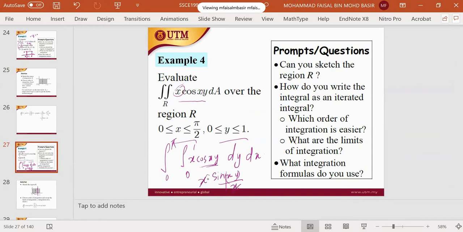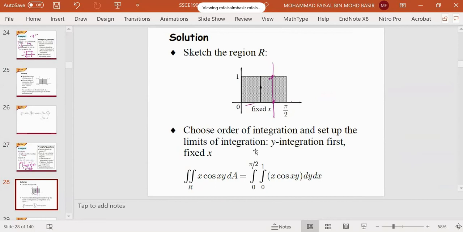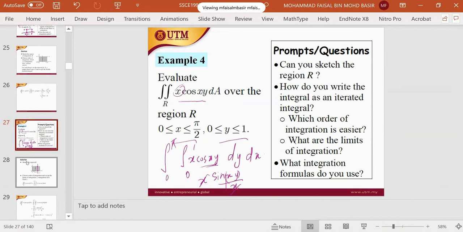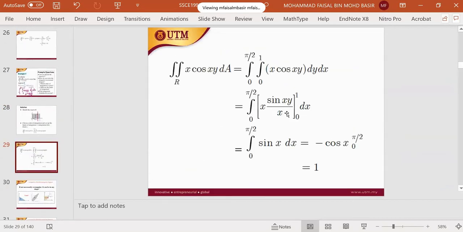Oh, I think I cannot. So maybe I will do, see here. Y first is more important than x because it is easy. So then you can cancel the x. Then you can put from 0 to 1.